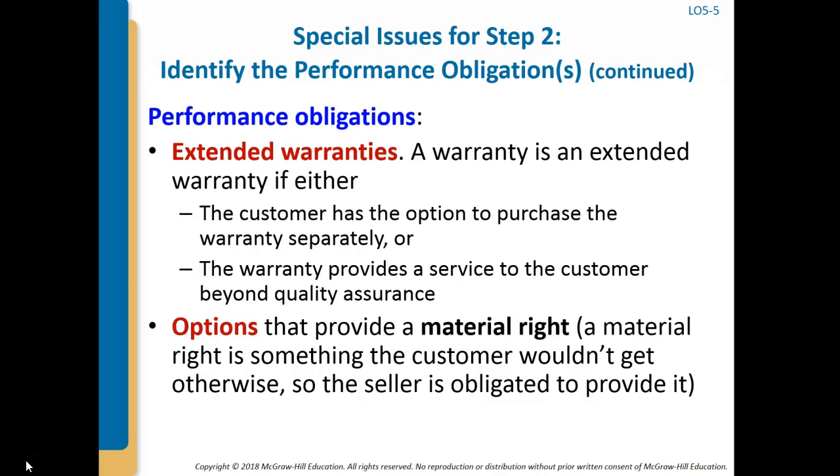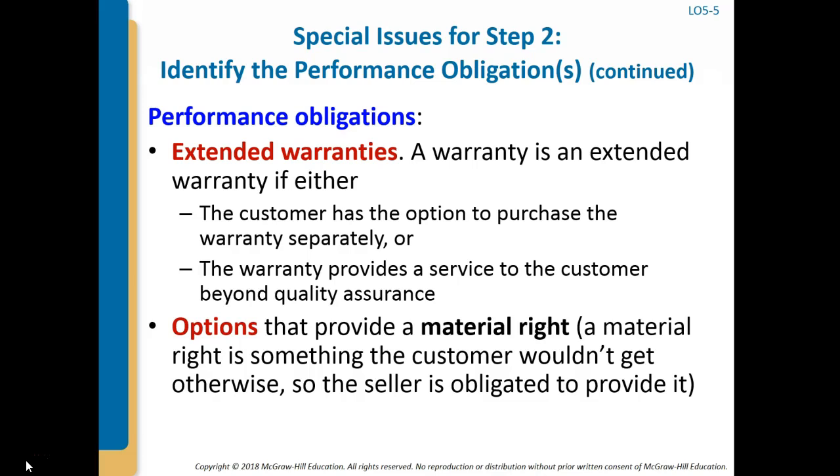Options for additional goods or services are considered performance obligations if they provide a material right to the customer that the customer wouldn't have received otherwise. So when a contract includes an option that provides a material right, the seller must allocate part of the contract's transaction price to the option.